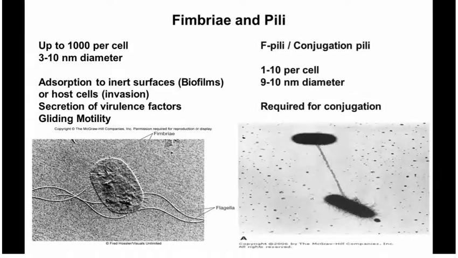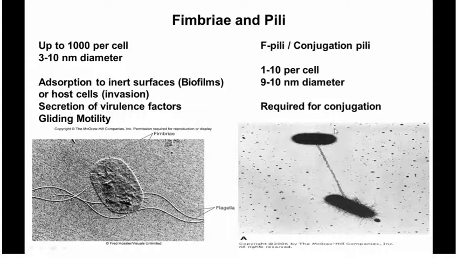Now, the other type of Pili are F-Pili or conjugation Pili. So they are fewer, most generally 1 or 2 per cell, but maybe several. They're wider in diameter, and they are, of course, essential for conjugation. That's the transfer of DNA from one bacterium to another.